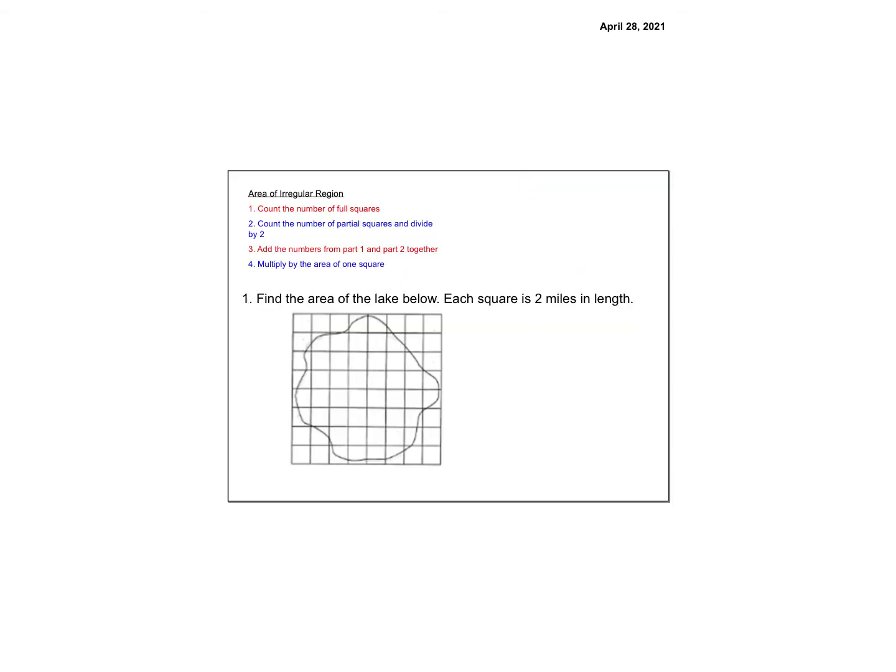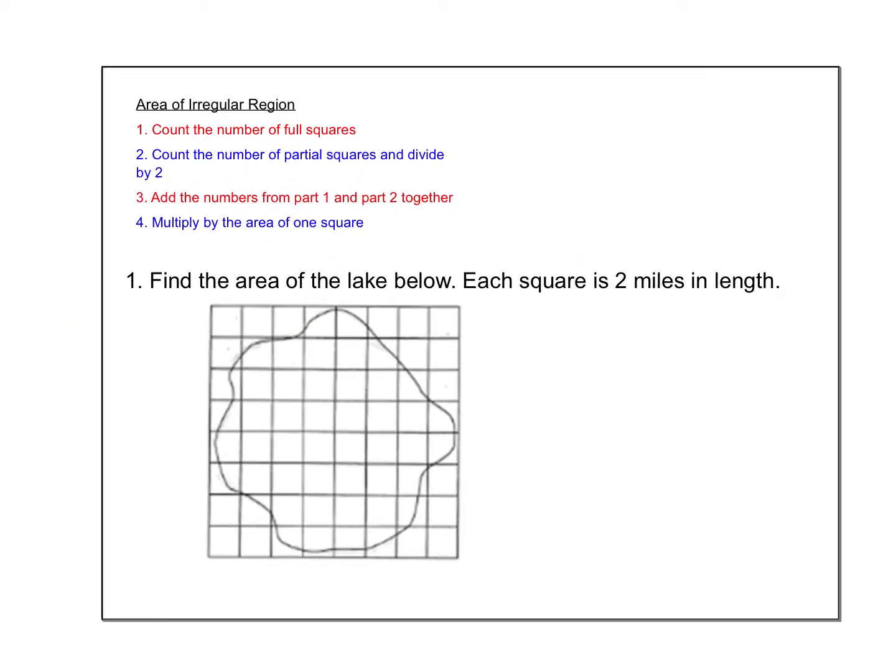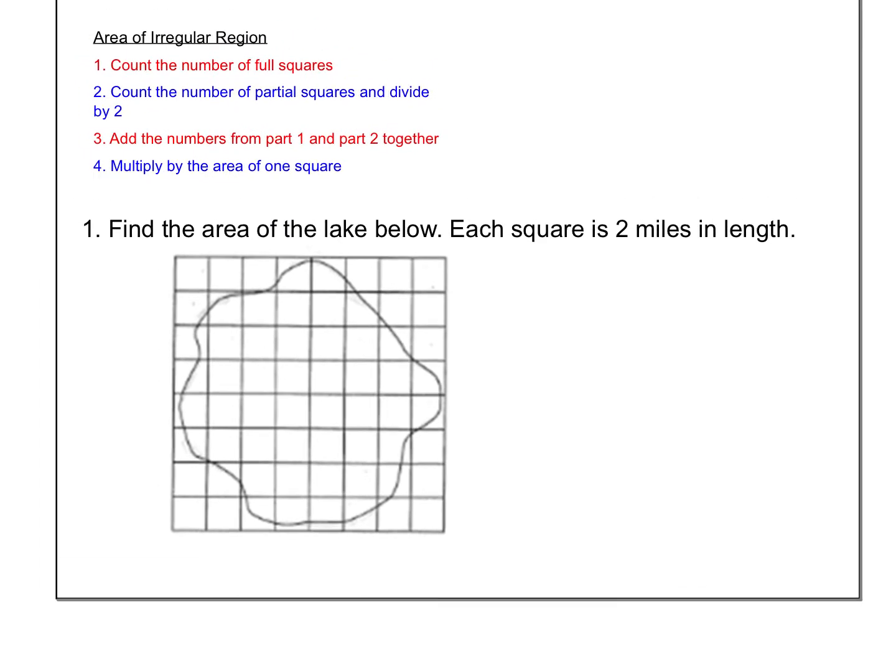Okay, let's put this into practice. If we look, we have a lake below, and each square is 2 miles in length. So that's 2 miles this way, 2 miles this way. The area of one square would be 2 times 2, which is 4 square miles. First thing, count the full squares.